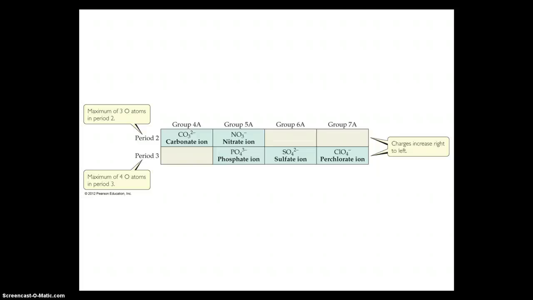Something else you can look at: in period 2, the greatest number of O's that can be attached to the C or the N or any polyatomic ion in that period is 3 O's. So there's a maximum of 3 O's in period 2, and a maximum of 4 O's in period 3. When I look at this, I can see 3 oxygens in period 2, and then the bottom one, 4 oxygens, period 3. So maybe that can help you out when you're looking at the phosphate, sulfates, and perchlorates.